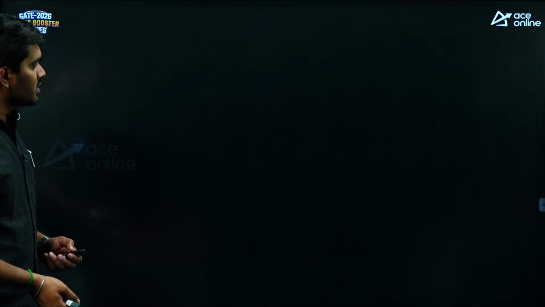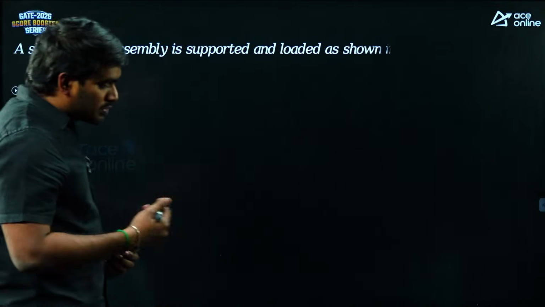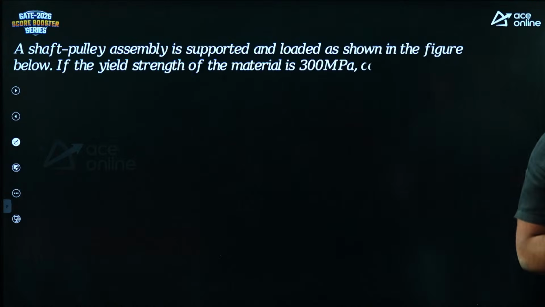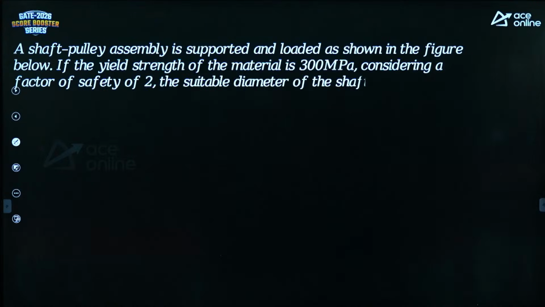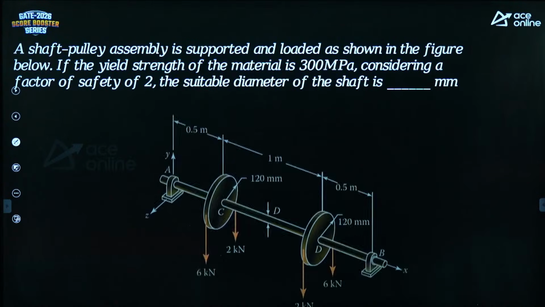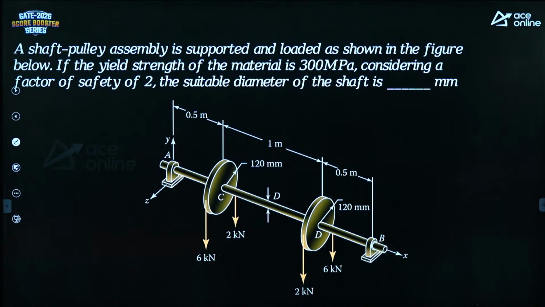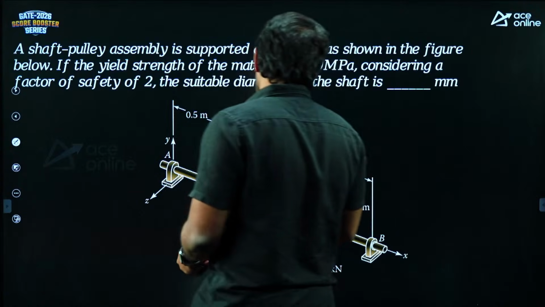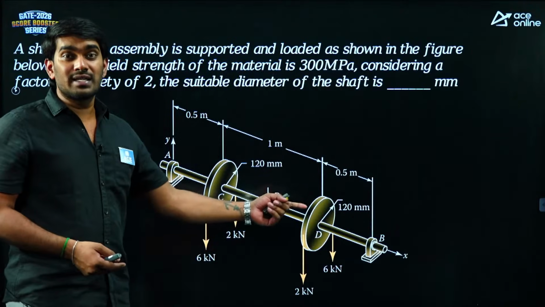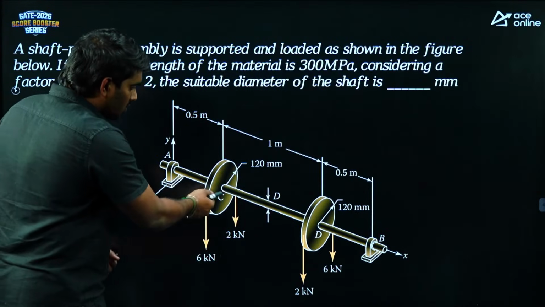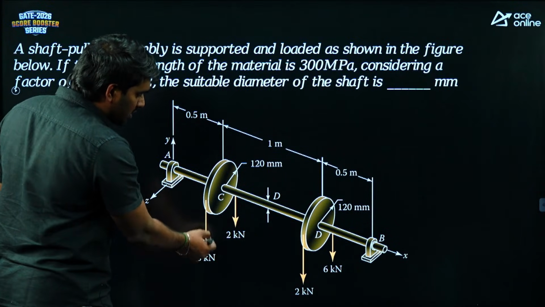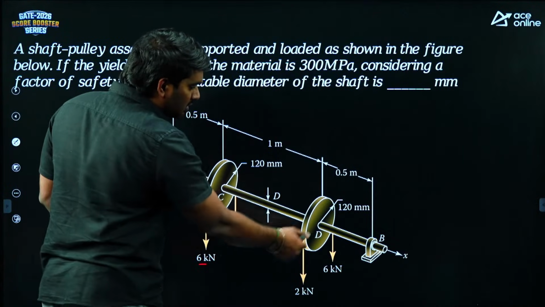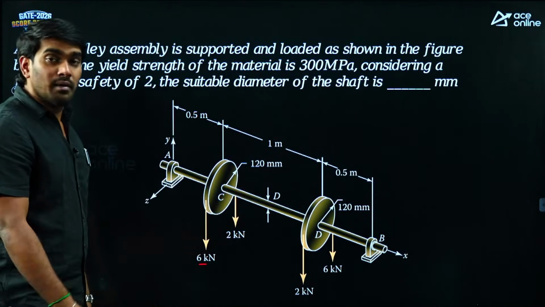Okay, moving to the next question, let's see this question. Observe this. This is one of the most important questions. A shaft pulley assembly is supported and loaded as shown in the figure. If the yield strength of the material is 300 megapascal, considering the factor of safety of 2, the suitable diameter of the shaft is. Here we need to identify the diameter of this shaft. Here you can notice that one is a driving pulley, the other one is a driven pulley. Maximum tension is present on the front side, whereas in the other case maximum tension is present on the back side.